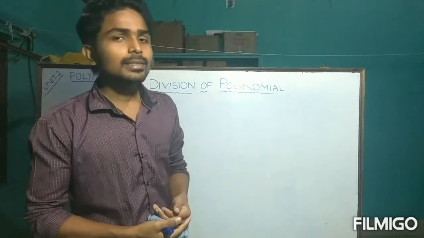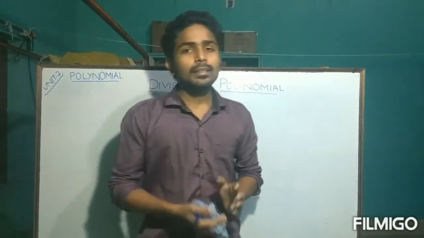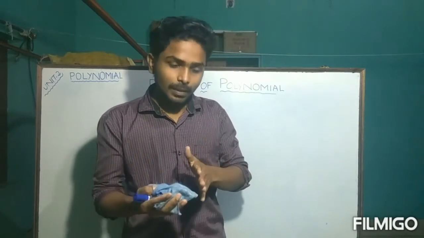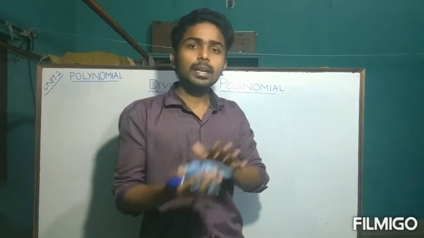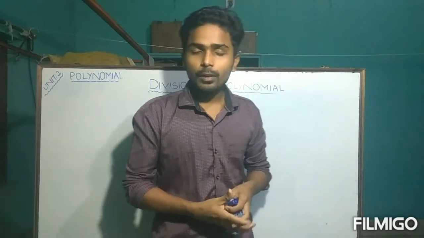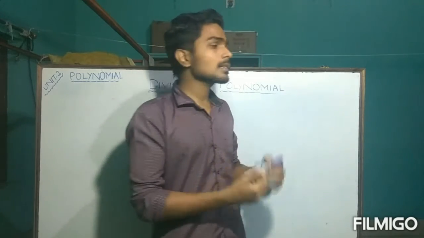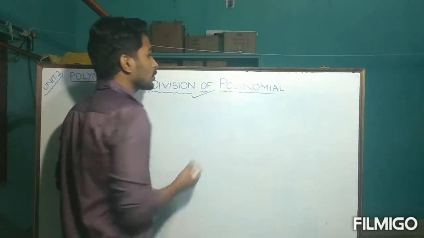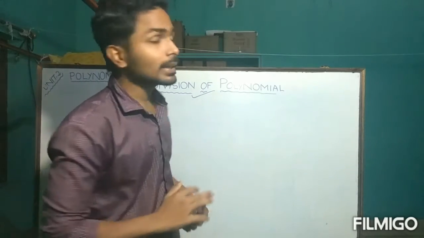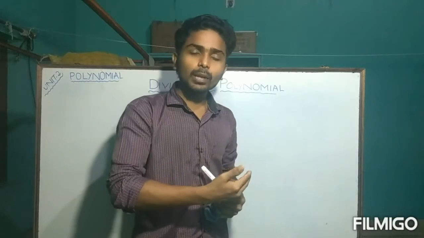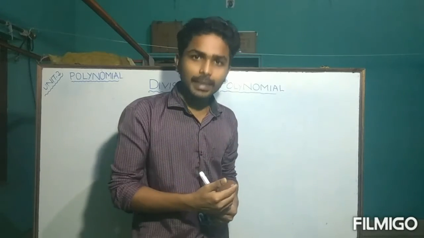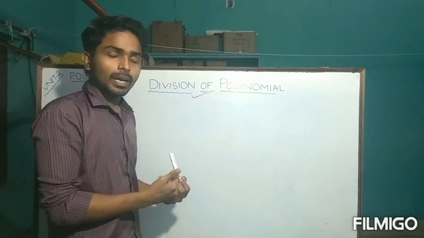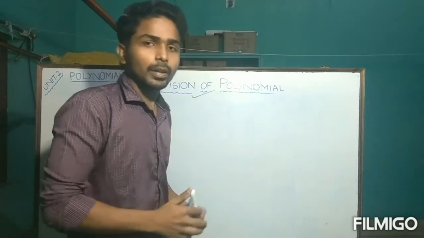In the previous classes we have discussed the zeros of a polynomial, and how to verify whether a root is the actual zero of a polynomial or not. In these classes we will discuss the division of polynomials. As we are already acquainted with how to divide a polynomial by another polynomial in class 8, similarly here we also divide a polynomial by another polynomial.